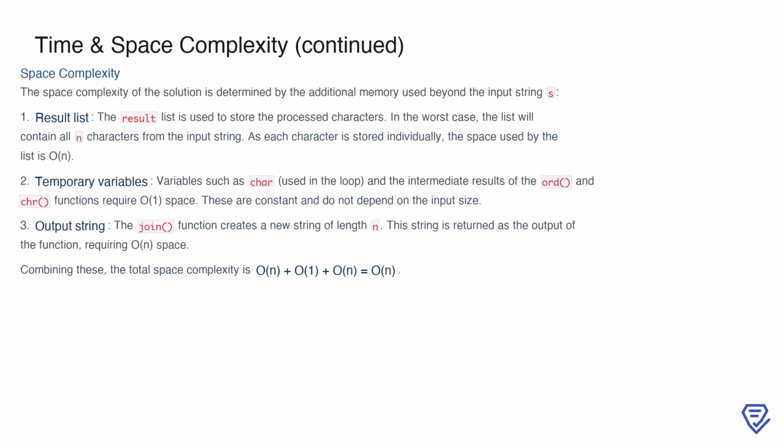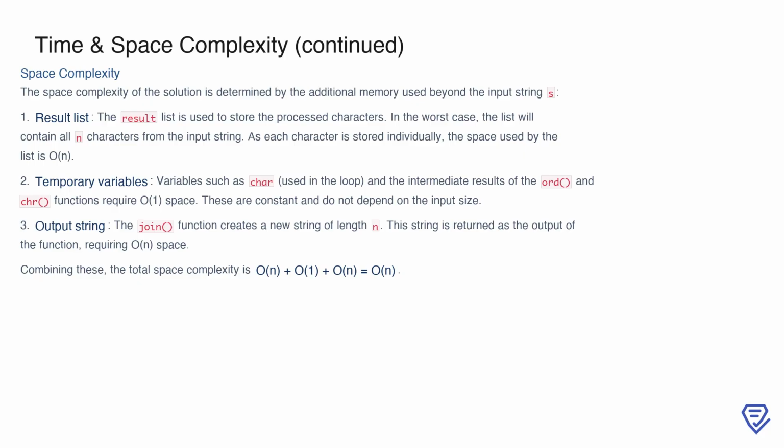Now, let's consider the space complexity. The solution uses additional memory beyond the input string in a few ways. First, there's the result list, which stores the processed characters. In the worst case, this list will contain all n characters from the input string, requiring O(n) space. Next, we have temporary variables, such as char in the loop and intermediate results from operations like ord and chr. These variables require only a constant amount of memory, or O(1) space.